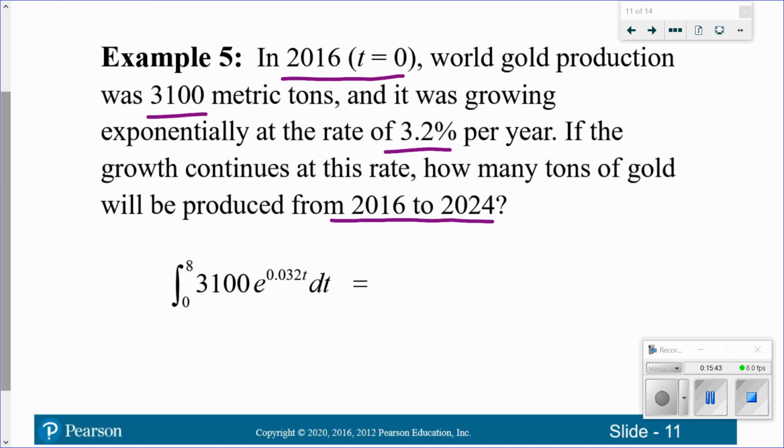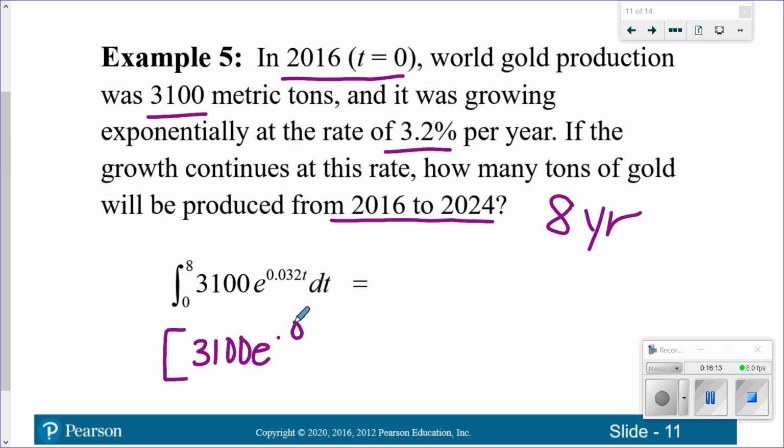Okay, so how many years is this? 2016 to 2024. So 24 minus 16, so that's 8 years. So we're going to take the antiderivative from 0 to 8 of 3,100. That's the amount we're using each year. e^(0.032 t), that's our growth rate, dt. Okay, now let's go ahead and take that antiderivative. So we have 3,100 e^(0.032 t), write it exactly as it appears, and then divide by the derivative of the exponent.